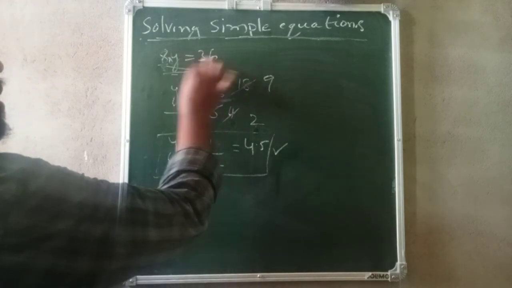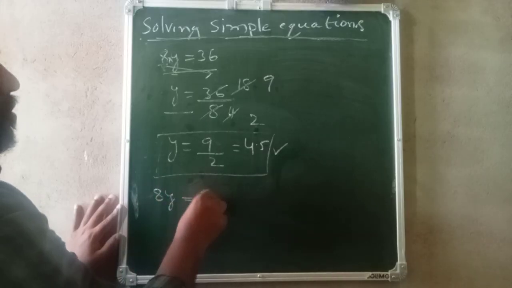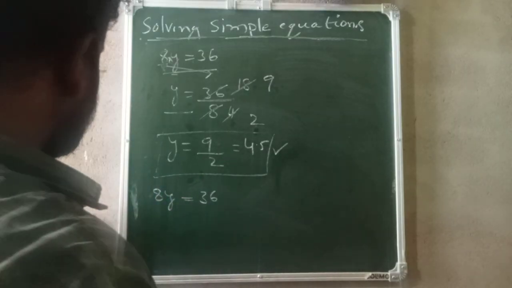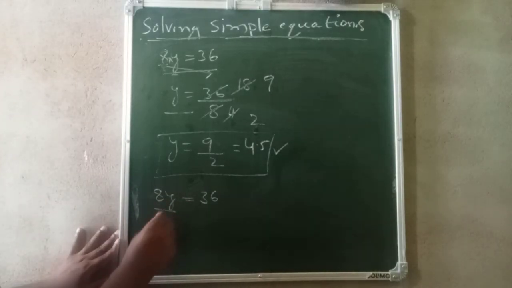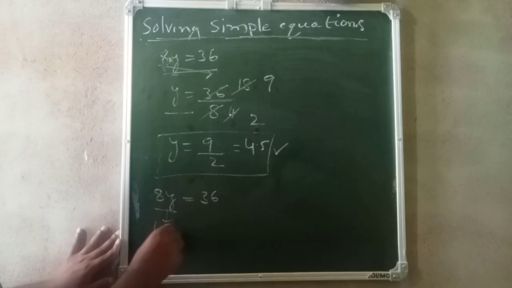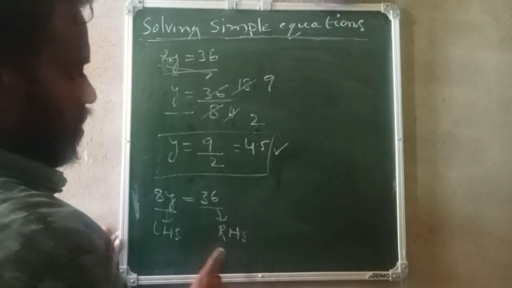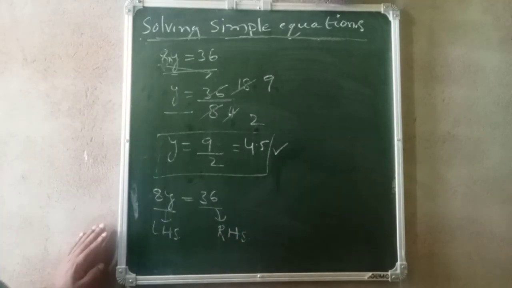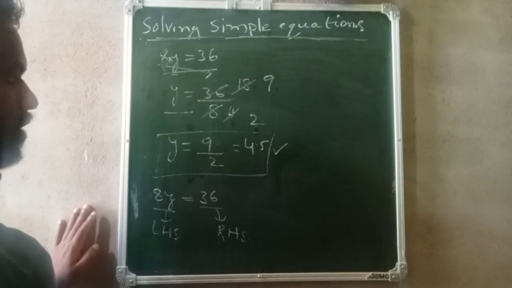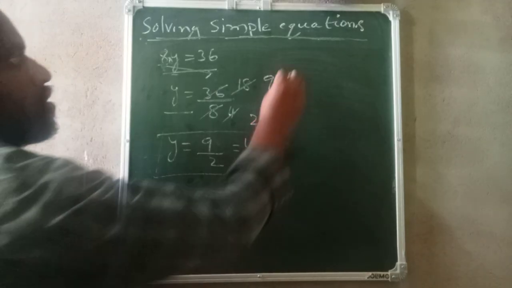So for that, I will write this given equation once again. So 8y is equal to 36. Before the equal sign, whatever is there, this is LHS, left hand side. After the equal sign, whatever is there, that is RHS, right hand side. So check on which side variable y is present. So y is present on LHS.